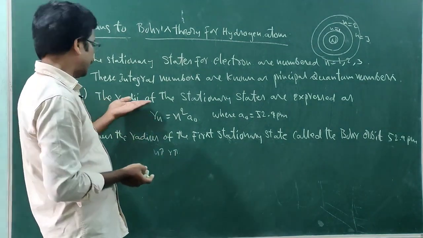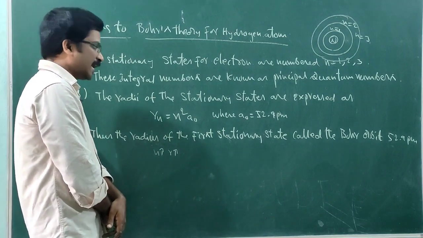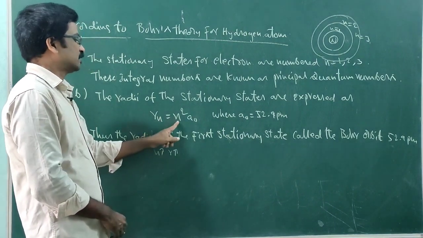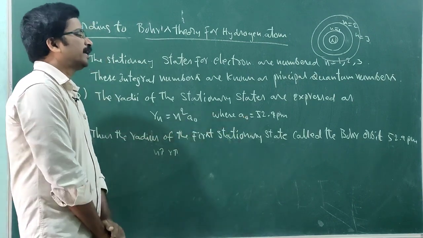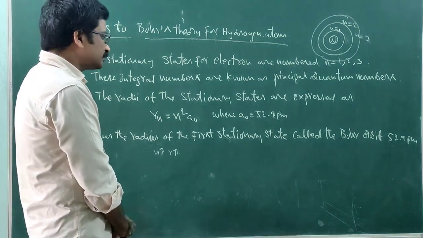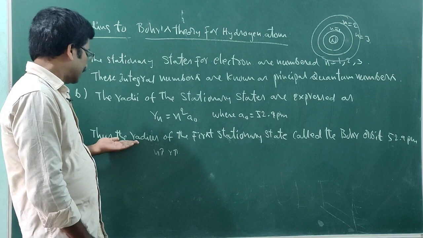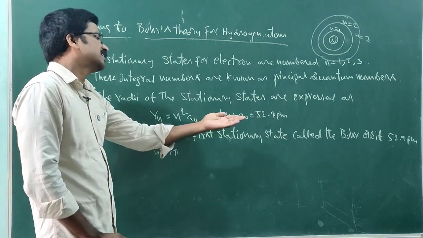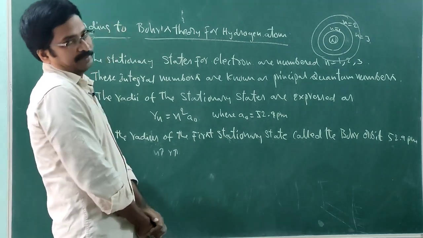Next one, the radii of the stationary states are expressed as Rn is equal to n square a naught. a naught value is 52.9 picometers. PM means picometers, picometers units.